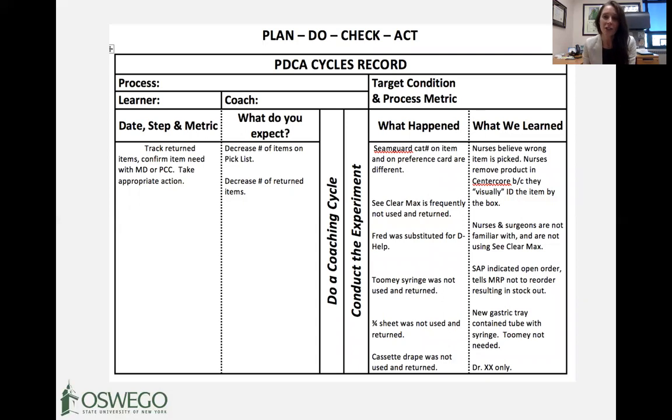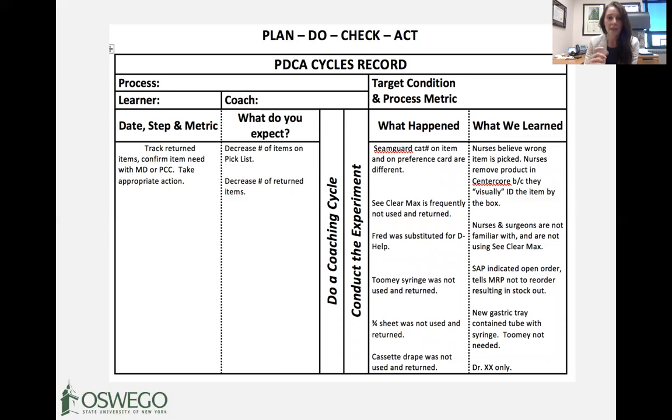And so the expectation is that by tracking this data and by having these conversations, we're going to be able to decrease the number of items on the pick list by maybe removing those things that aren't necessarily needed. And as a corollary, decrease the number of returned items. So in just one experiment, after doing this with just one surgeon in bariatric services for one day, there was a number of learnings, right?